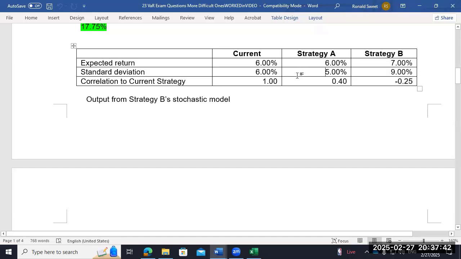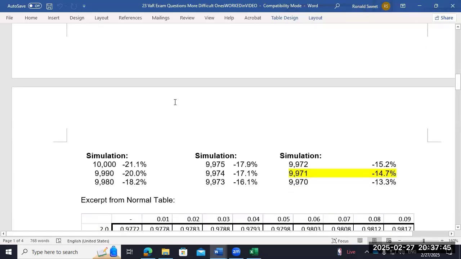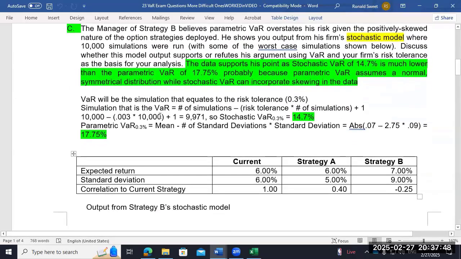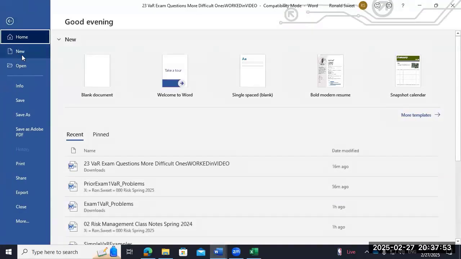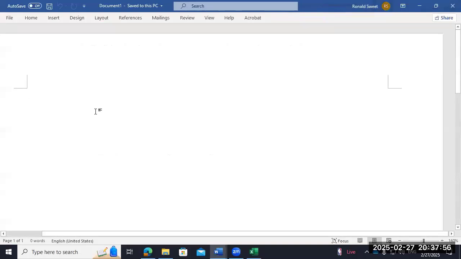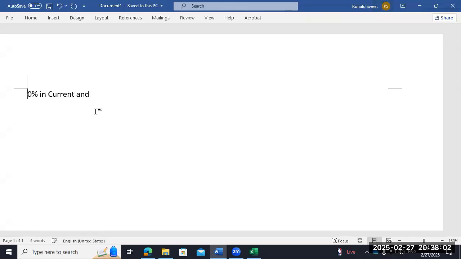All right, so what formula are we going to use? Any guesses? Can someone give me the formula? Let's do 90% in current and 10% in A. What's the formula for return? 0.9 times 0.06 plus 0.1 times 0.06. That one's pretty simple. What's that going to equal? Any guesses? 0.06. Return's very, very easy.